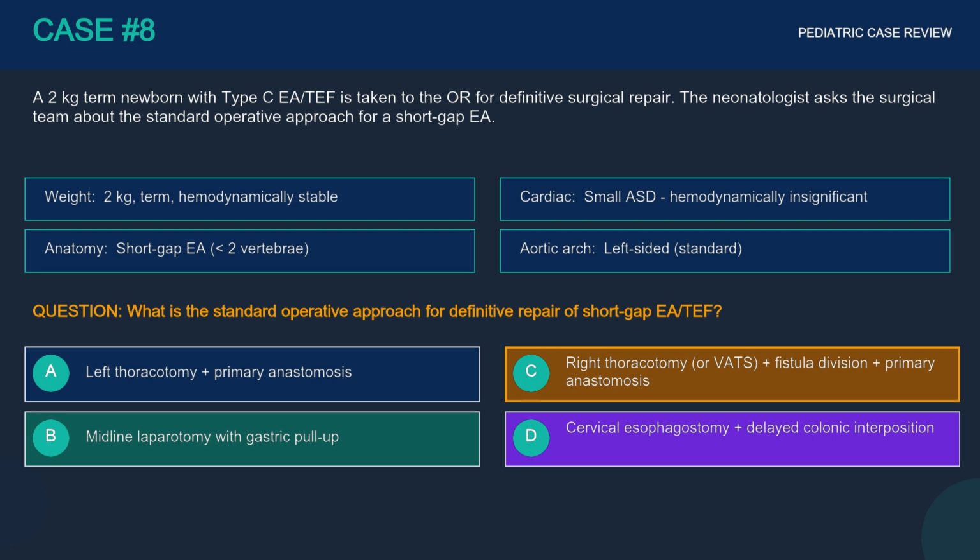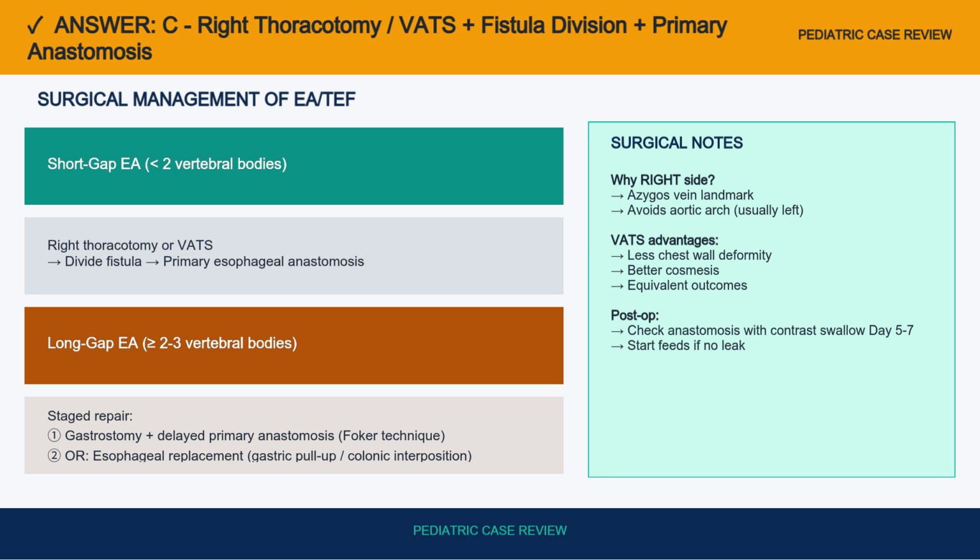Option A, left thoracotomy with primary anastomosis. Option B, midline laparotomy with gastric pull-up. Option C, right thoracotomy or video-assisted thoracoscopic surgery, fistula division, and primary anastomosis. Option D, cervical esophagostomy with delayed colonic interposition. The correct answer is option C, right thoracotomy or video-assisted thoracoscopic surgery, followed by fistula division and primary esophageal anastomosis.